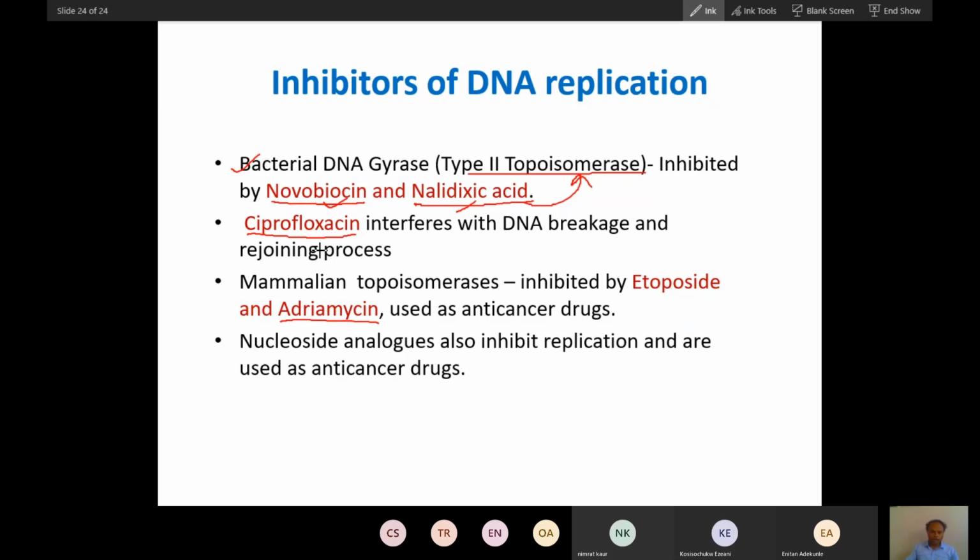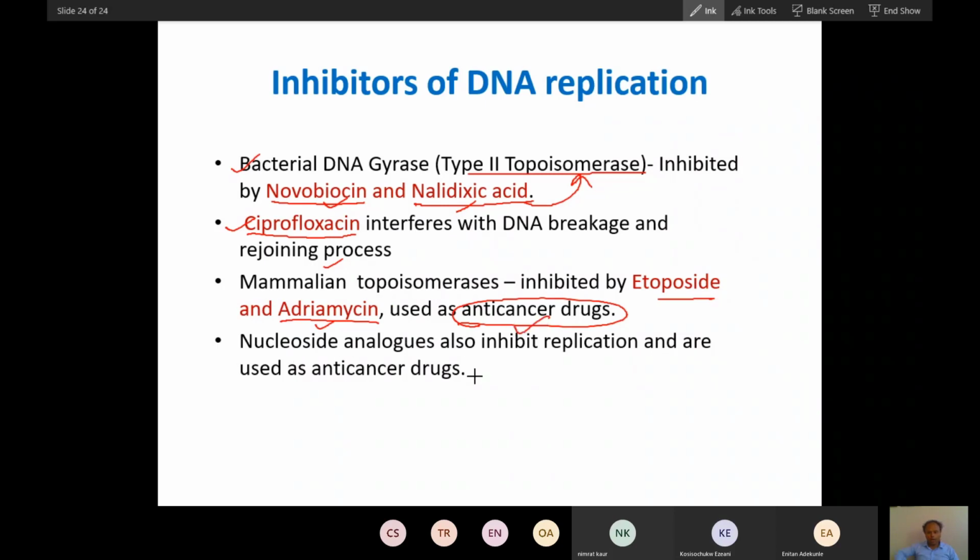So connect microbiology and pharmacology with the biochemistry of DNA synthesis. You can see ciprofloxacin here. Ciprofloxacin interferes with the DNA breakage and rejoining process. Mammalian topoisomerases are inhibited by etoposide and adriamycin, and these can be used as anti-cancer drugs. When a drug inhibits mammalian or our cell division, it can be used as an anti-cancer drug. If it inhibits bacterial division, we use it as an antibiotic. So these are antibiotics, and this is an anti-cancer drug.